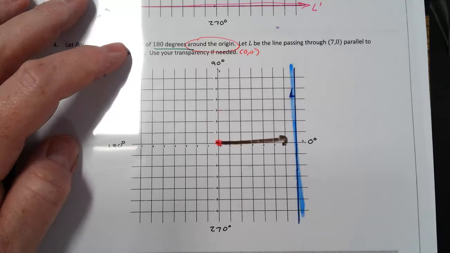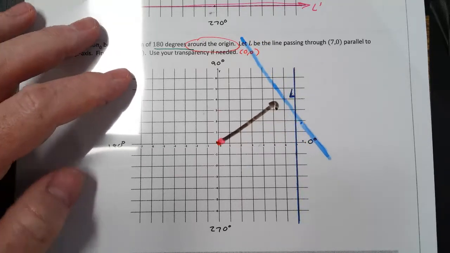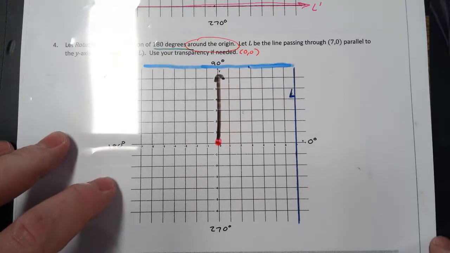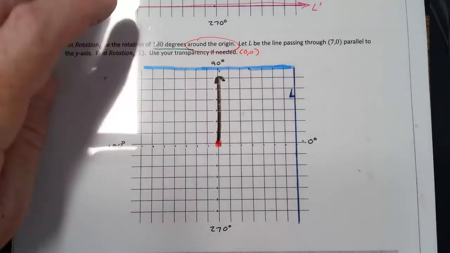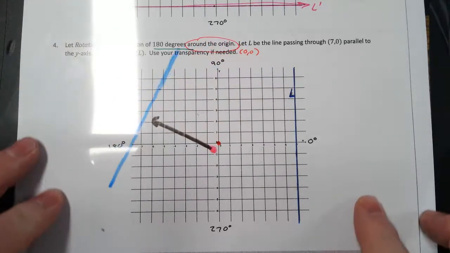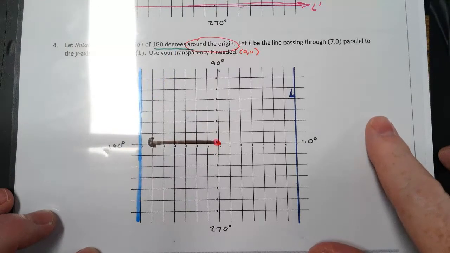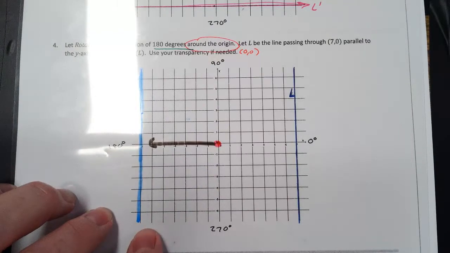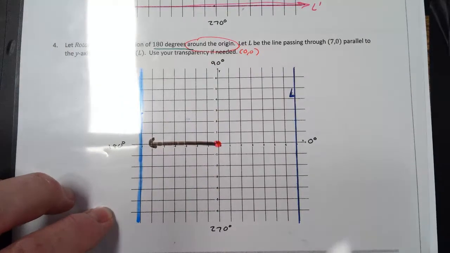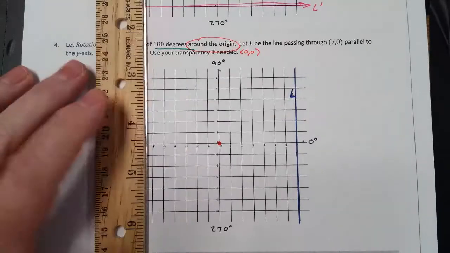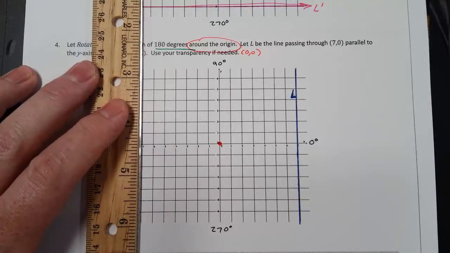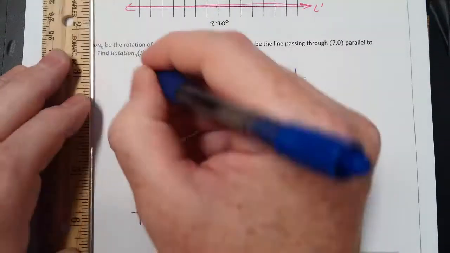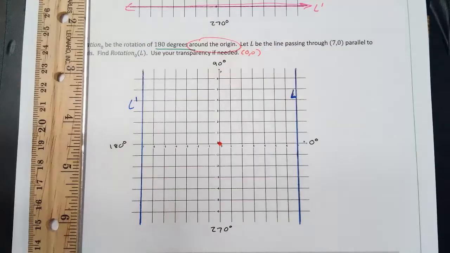So let's start the rotation and see what happens when line L gets rotated. That's 90 degrees. We're not done yet because the arrow is pointing to 90. We need to move all the way until the arrow is pointing at 180. And that is the new line. That is the image of the line. So let's draw it right where it belongs. This right here is L prime.